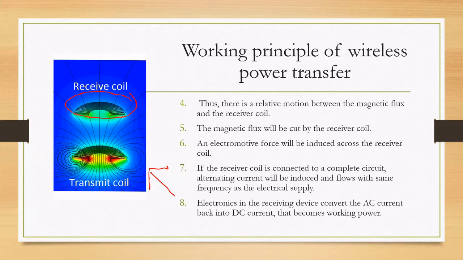So, the magnetic flux around the transmitter coil will be cut by the receiver coil here. This causes an electromotive force (EMF) to be induced across the receiver coil. If the receiver coil is connected to a complete circuit, alternating current will be induced and flows with the same frequency as the electrical supply. Lastly, the electronics in the receiving device will convert the AC current back into DC current that becomes a working power. That's all for the whole working process of wireless power transfer.